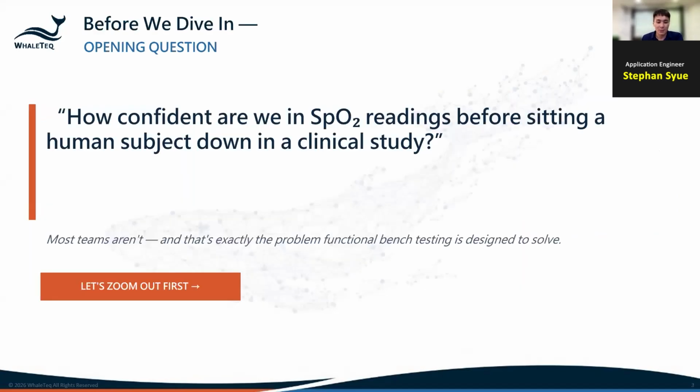Before we dive in, one question: how confident are we in SpO₂ testing before sitting a human subject down in clinical studies? Among the over 200 wearable companies we work with, they have done some gray card testing, maybe some early human wearing, or they think the algorithm is working, but they have not been able to verify repeatability, test what happens at low perfusion, or confirm if the R curve is behaving the way they expected. This is the gap Kyle mentioned earlier, and that's what today is about.